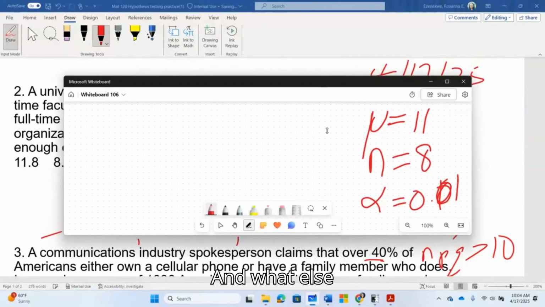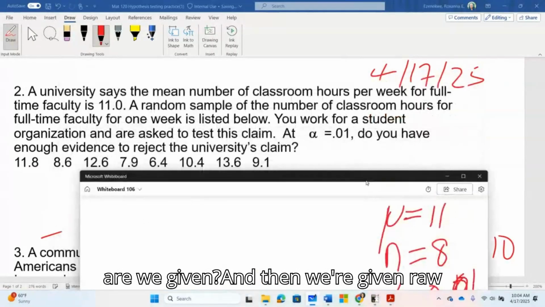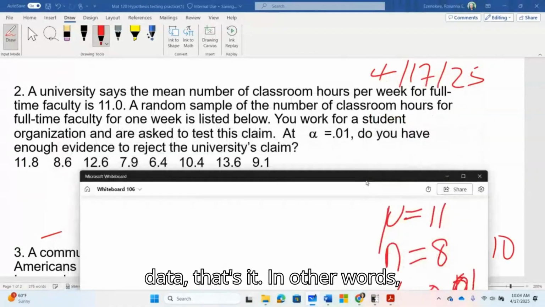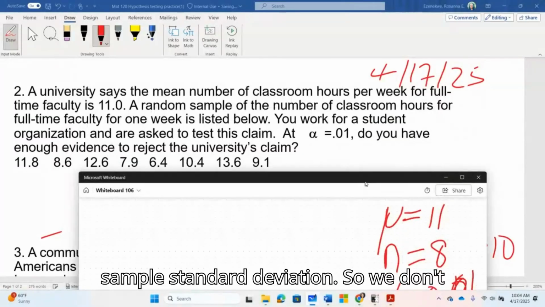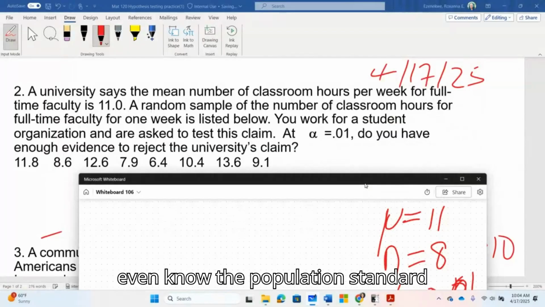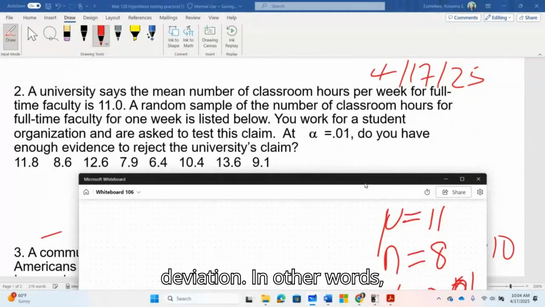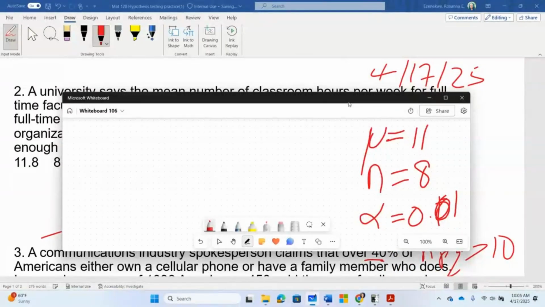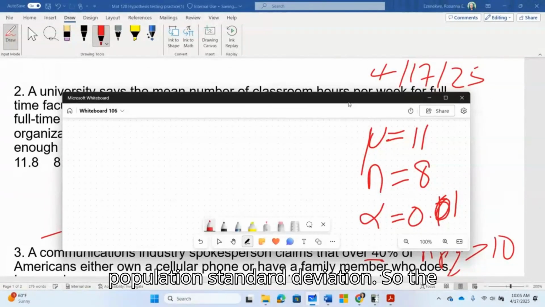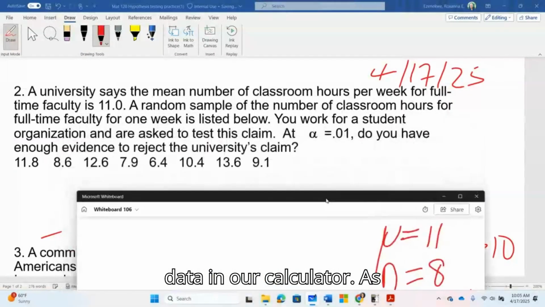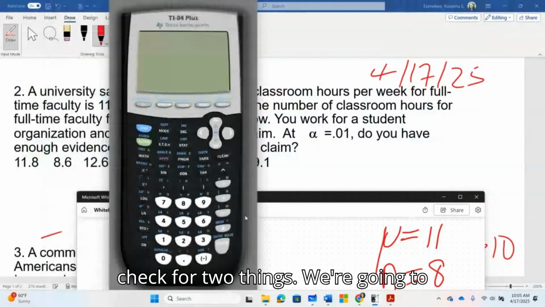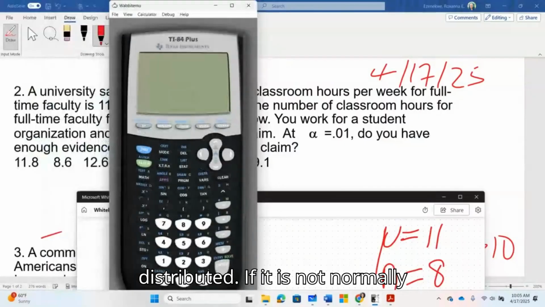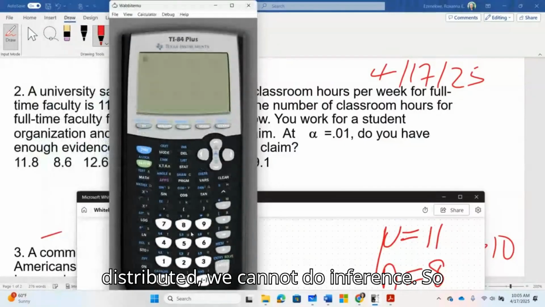And what else are we given? We're given raw data. That's it. Because we're given raw data, we're also given the sample standard deviation, so we don't know the population standard deviation. In other words, sample size is less than 30, and we don't know the population standard deviation. So the first thing we want to do is put this data in our calculator. As soon as we put it in, we check for 2 things. We're going to check that the data is normally distributed. If it is not normally distributed, we cannot do inference.